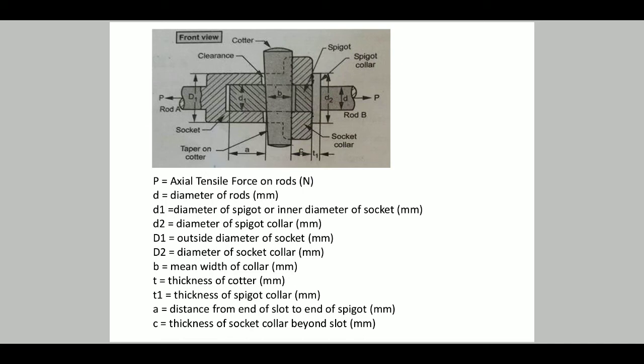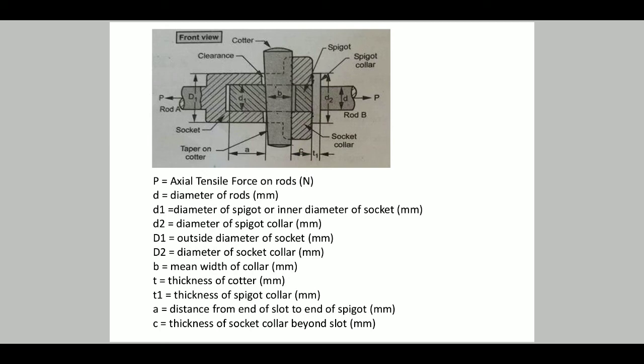So, in this figure, we can see a spigot and a cotter pin inserted in the slot of socket and spigot. The socket is to the left side, the spigot is to the right side, and a cotter pin is inserted into the slot. P is shown as the axial tensile force on the rods. d is the diameter of the rods. d1 is the diameter of spigot or inner diameter of socket.